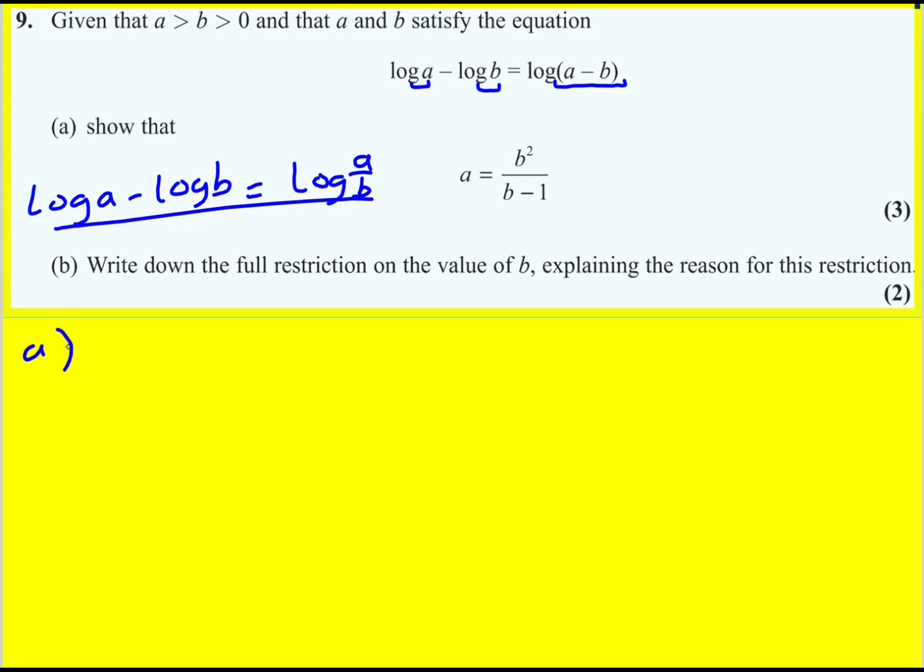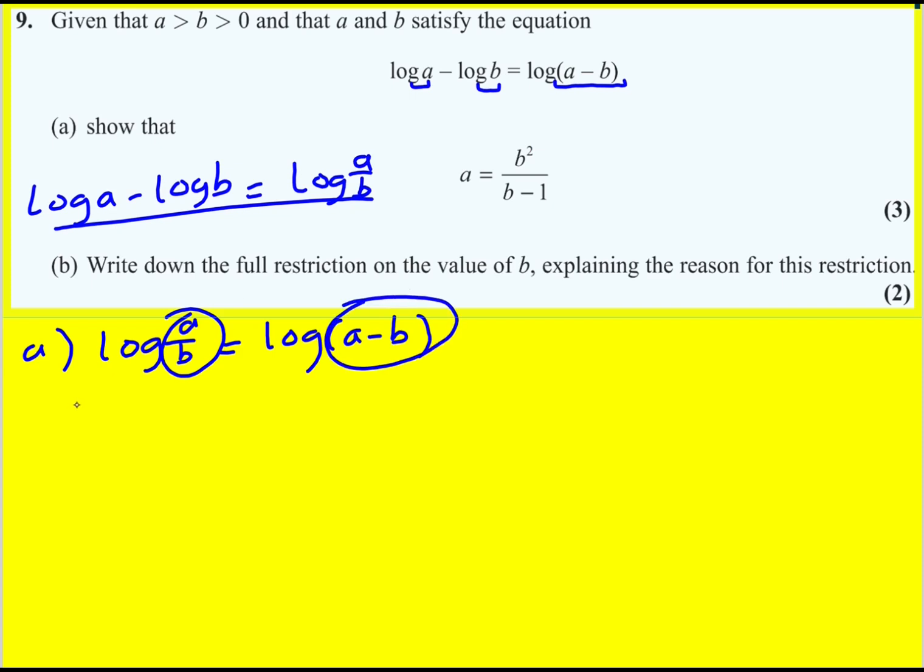So for part A, I can replace the left-hand side by log a over b and set it equal to log a minus b. Then I can remove the logs. It must be that this is equal to this. A over b equals a minus b. You can alternatively raise both sides to the power of 10, the inverse operation which cancels these out.